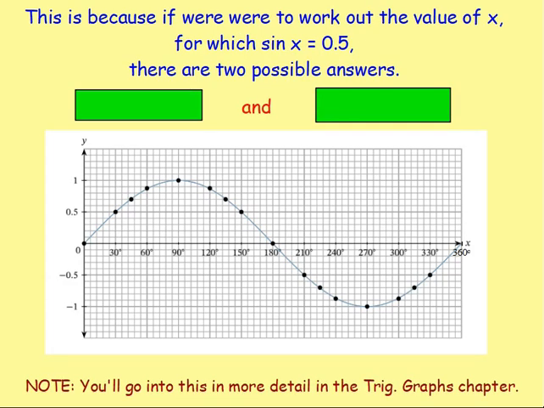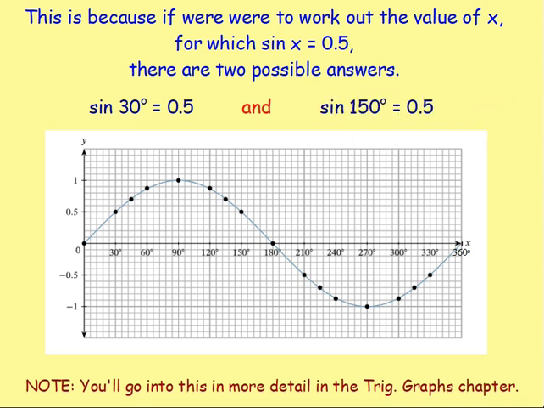for this is because if I asked you to find the value of x for which sine x equals 0.5, well, there's actually two answers. If you work out the sine of 30 degrees, you end up with 0.5, but also if you work out the sine of 150, you also get 0.5.